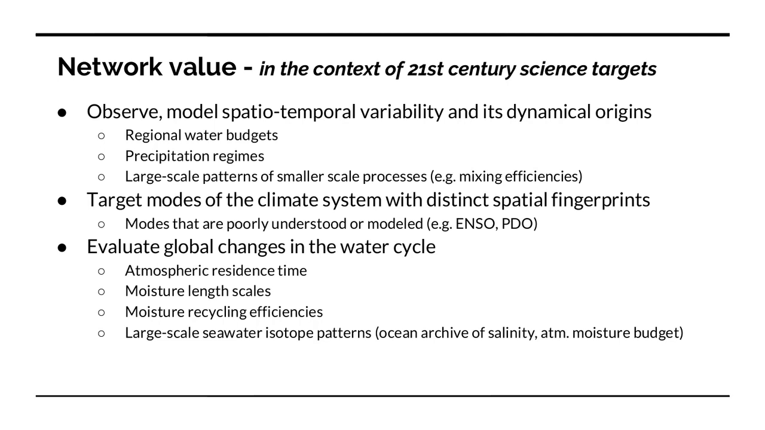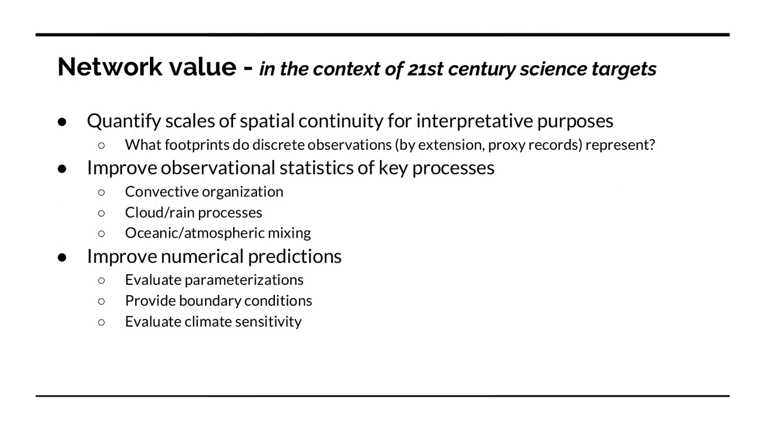Okay, and so just one more slide of network value here. Another reason networks could be valuable is that looking across individual sites where we have observations, we will be able to quantify the scale of the spatial continuity for interpretive purposes. So another way of saying that is if we have a time series of delta 18 of precipitation at one site, what can that one record at that one site tell us about large-scale changes in regional hydrology?